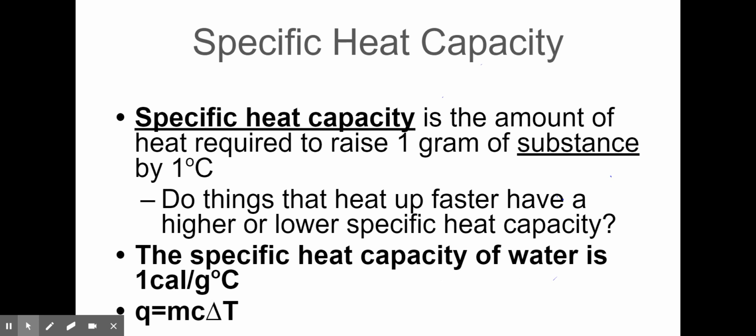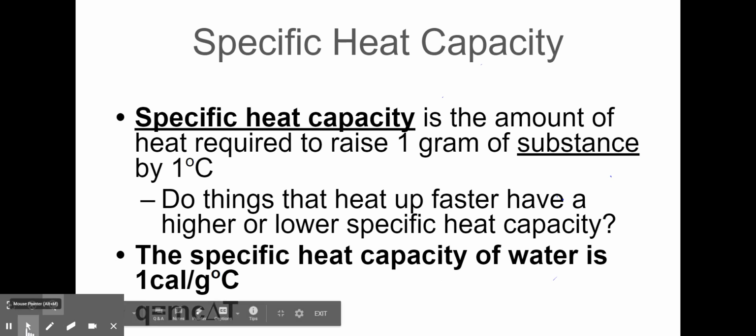It's because water has a really high specific heat capacity, which means it takes a lot of energy to heat it up, and it loses a lot of energy cooling it down. So if you have a high specific heat capacity, it takes a longer time to heat you up. So the question is, do things that heat up faster have a higher or a lower specific heat capacity? Things that heat up faster have a lower specific heat capacity. It doesn't take as much energy to raise the temperature. Okay?